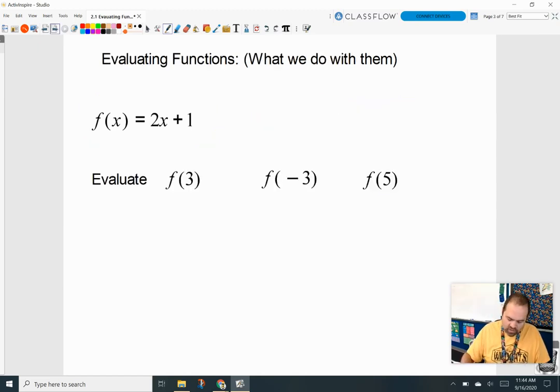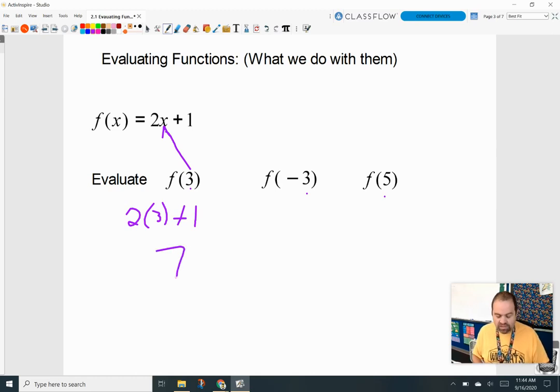Now, how do you actually do these? Again, it's just arithmetic. You take each value for x one at a time and you plug it into the right-hand side. So a lot of times you'll see these written as f of 3. It's saying, hey, for the function, evaluate it for 3. You literally take the 3 in and you replace the x with it and do the arithmetic. So for f of 3, I'm going to plug my 3 in right there. That's 2 times 3 plus 1. My value is 7. So you might see f of 3 equals 7.